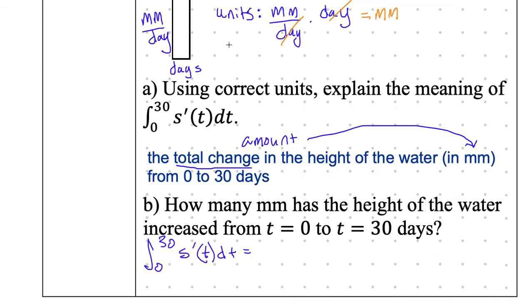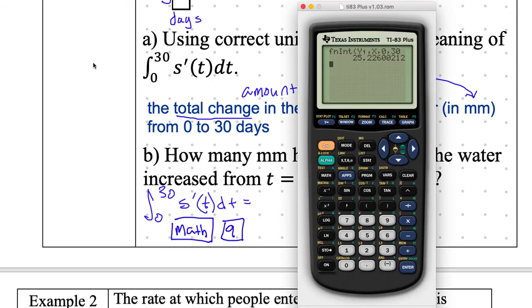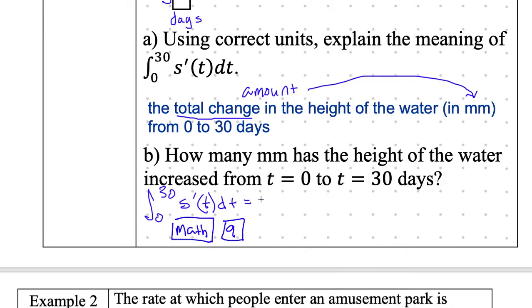Let that calculate. I'll come over here in our notes. I'm going to write the note. If you're ever doing the integral, it's always going to be the math button and then 9. Every single time. Math 9. And I got 25.226. And now the question is, what are our units? Millimeters. Yeah, it's the same thing that I was talking about up here. Millimeters. There you go.